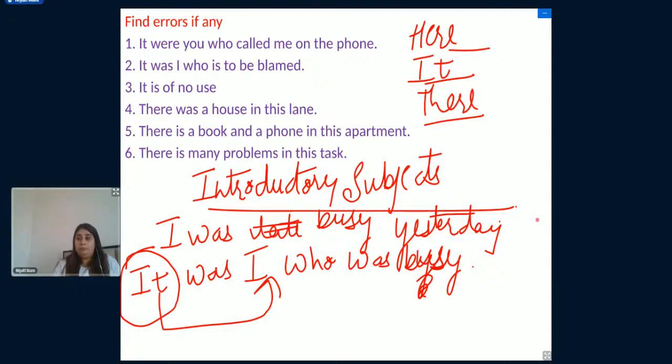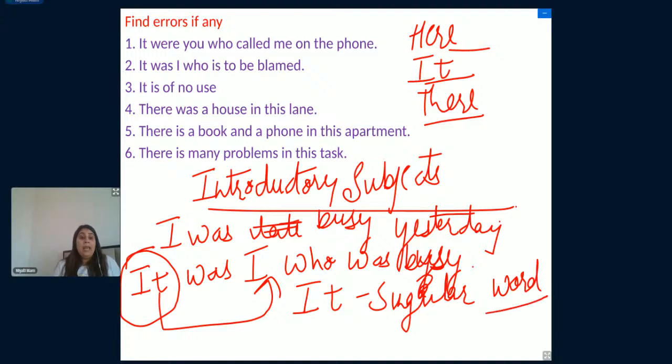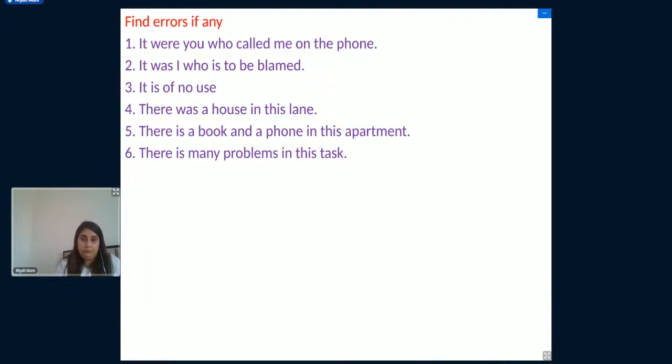Okay, now what you need to learn here is it is what? It is a singular word, and a singular word always takes a singular verb with it. Clear?